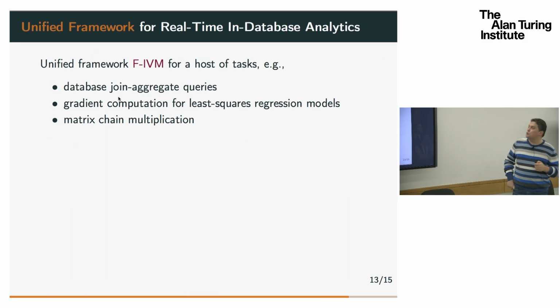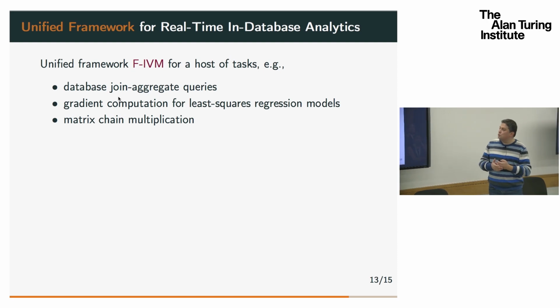Okay, and our approach is actually unified. The unified framework to implement this sort of idea for a multitude of tasks. We very recently showed that we can do this obviously for join aggregate queries. We can do it to, for instance, compute the gradients for least squares regression models, to do matrix chain multiplication, to do inference in probabilistic graphical models, and so on. It turns out that all problems are more or less the same. If you have a unified way to treat them, then you suddenly are in for a unified solution.